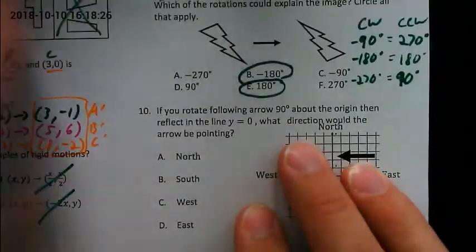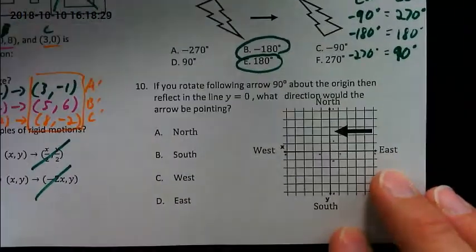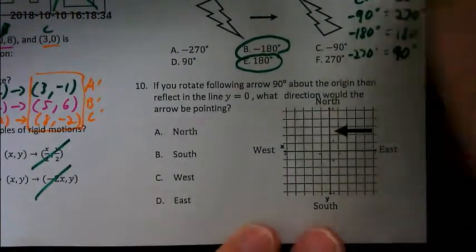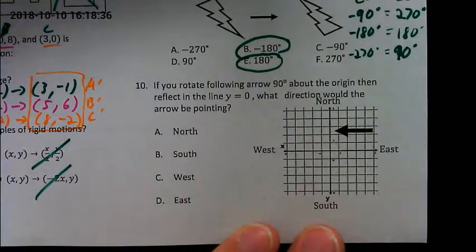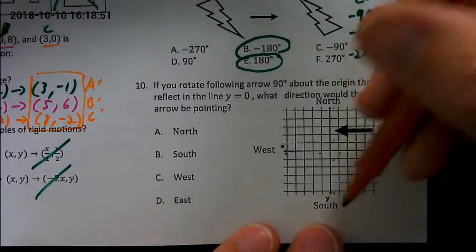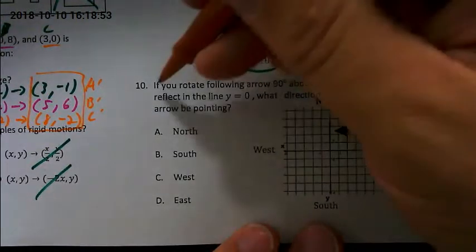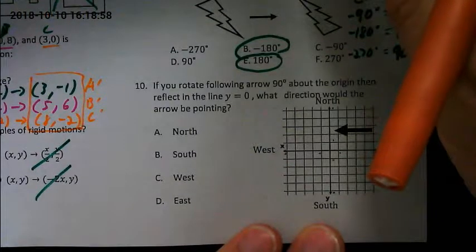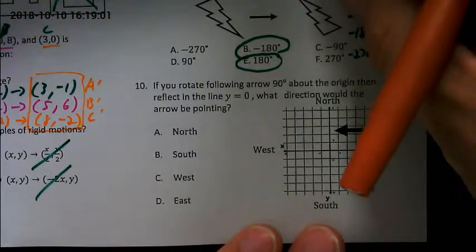Alright. Go to number 10. So, now, this one asks you to do two things. It wants to know what direction the arrow will be pointing after these two transformations. Now, again, you can use your paper to help you out. Right now, this is north, south, east, and west. Now, if you do the first one and rotate this 90 degrees about the origin, what way is it going to go?